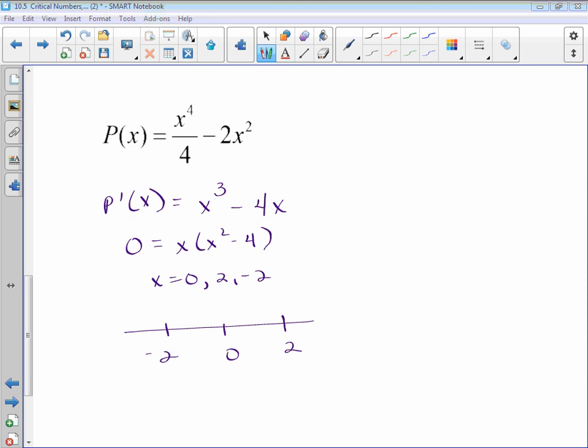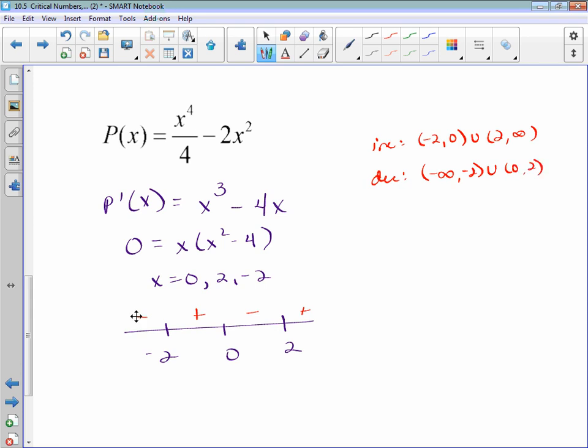All right, guys. So let's look at it. So did you get minus, plus, minus, plus? Okay. So you can write your increasing, decreasing right away if you want to. So increasing would be from -2 to 0 and 2 to infinity. And decreasing -∞ to -2 and 0 to 2.